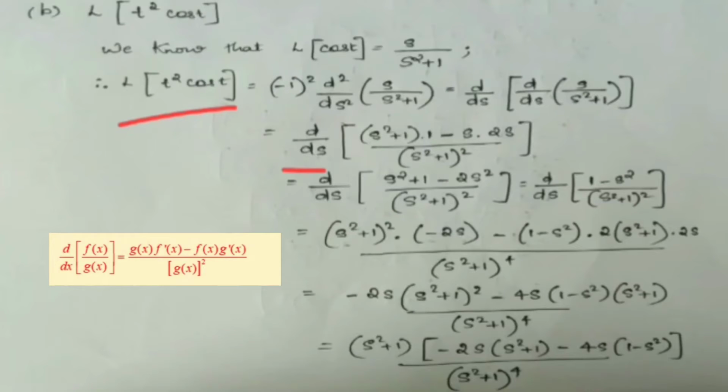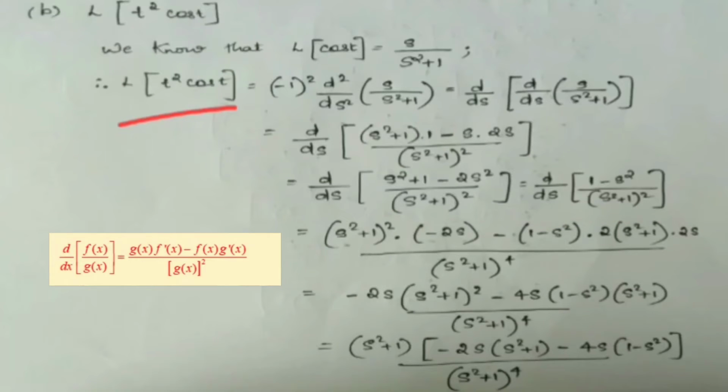So it is s square plus 1 into ds by ds, which is 1, minus s into d by ds of s square plus 1, which is 2s, by s square plus 1 the whole square, which is equal to d by ds of s square plus 1 minus s into 2s, which is 2s square, so s square plus 1 minus 2s square by s square plus 1 the whole square, which is equal to d by ds of 1 minus s square by s square plus 1 the whole square.